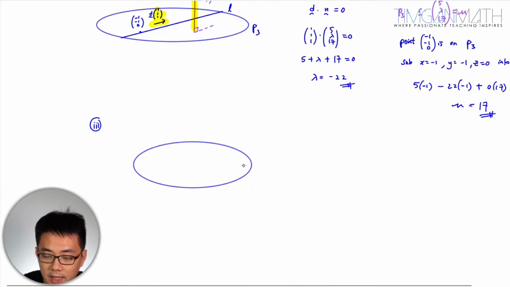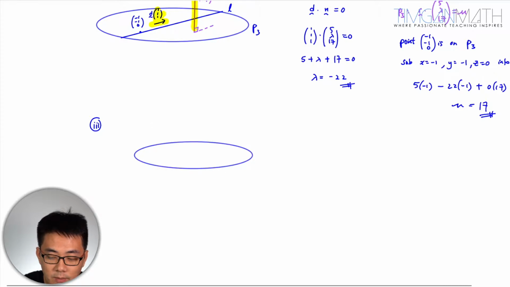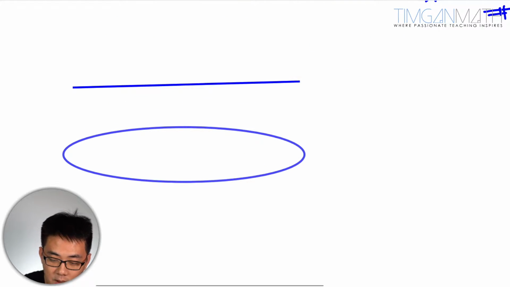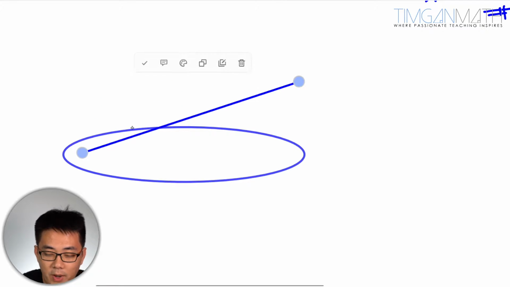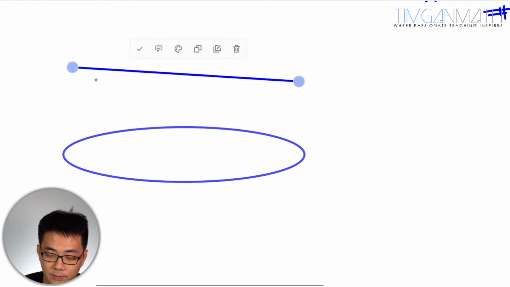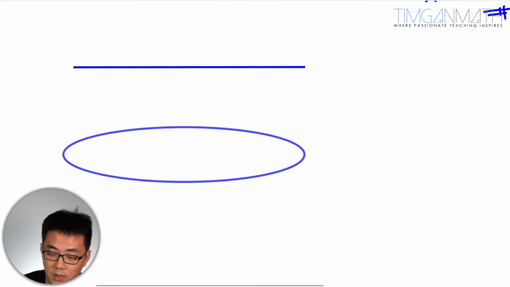If they do not intersect, there's only one way that it could be, right? Meaning to say, if P3 and line L doesn't intersect, means the line has to be parallel to the plane. Because if they are not parallel to each other, you intersect at a point, right? So in other words, you're looking at this point here.